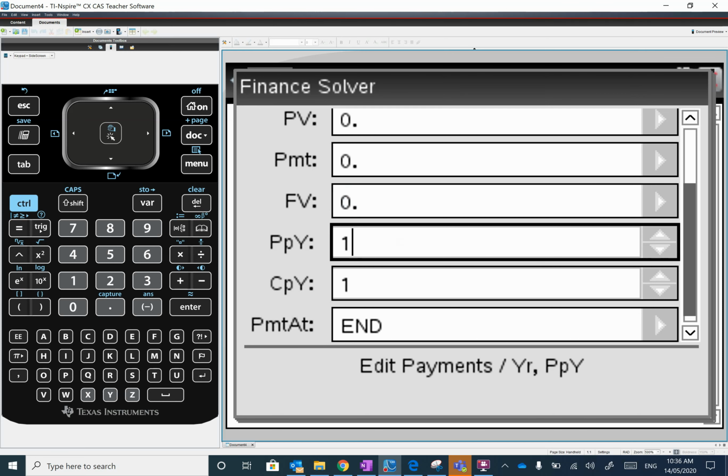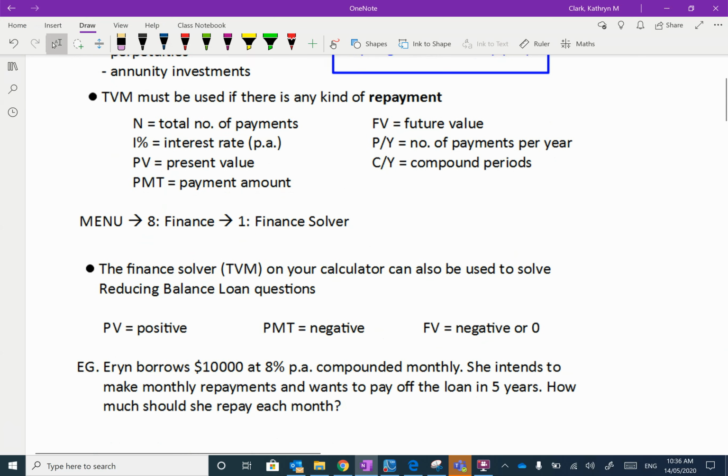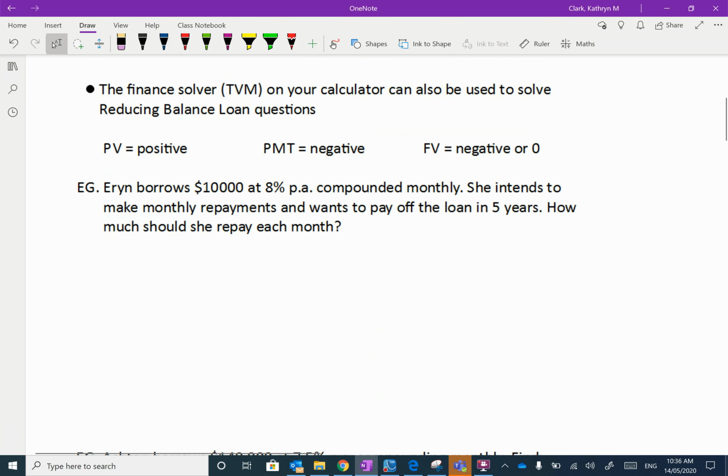And then PPY and CPY refer to the payments per year and the compound periods per year. And these should usually be exactly the same. If your loan is compounding monthly, then you should make monthly payments. So this is where we relate to our T value from our compound formula rule. It tells us how many times something is compounding, and also tells us how many payments there will be per year. All right, so let's have a look at an example for these reducing balance loans.